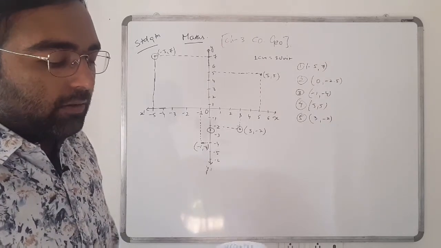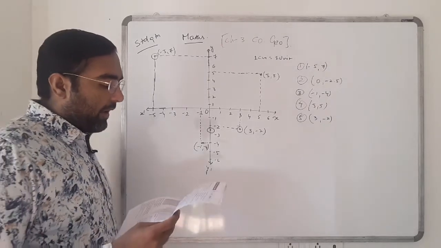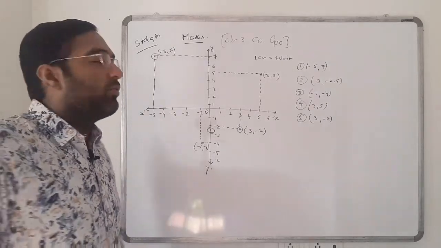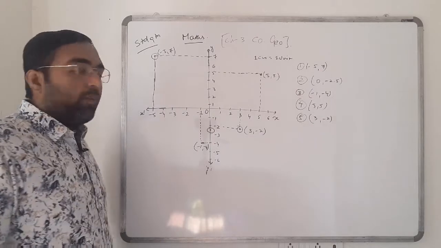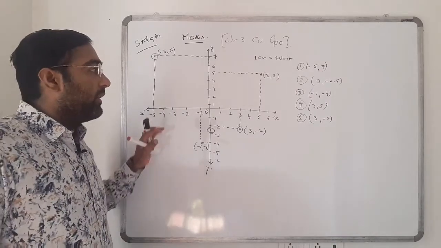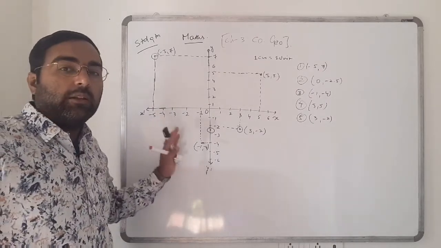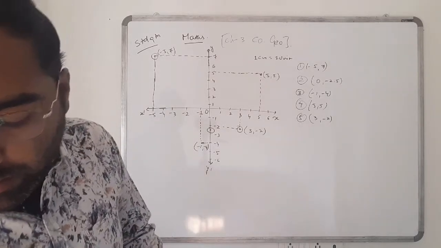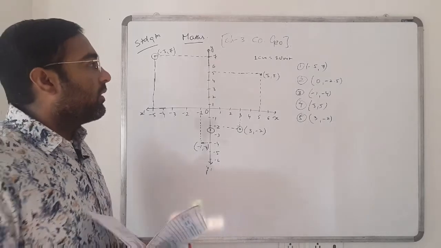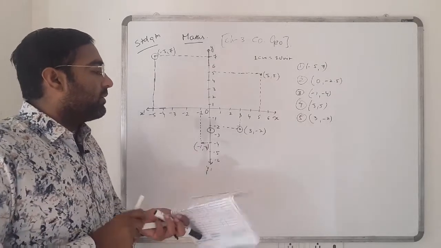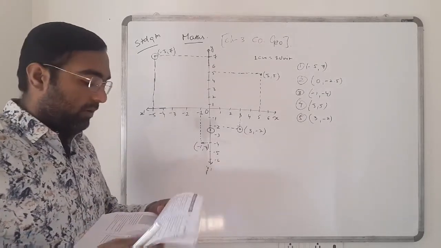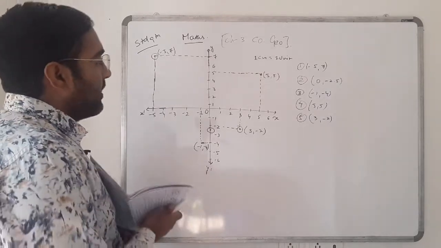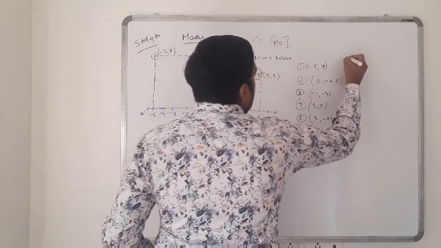Draw the coordinate axis on the graph paper and plot the following points. The other points that we should plot, we are plotting in the same figure. So please don't be confused about that. I'll plot the points of question number 4 in the same figure.